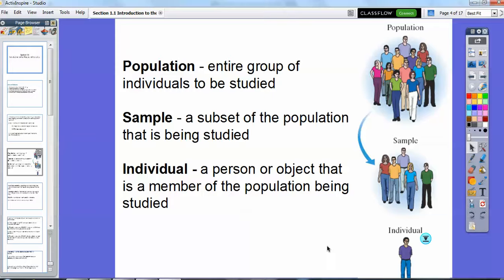The sample is a smaller group of that, because is it feasible to think we're going to go out and talk to every single household? Probably not. So we may only talk to 100 of them. So that 100 would be our sample. It's a group we chose out of a larger group.